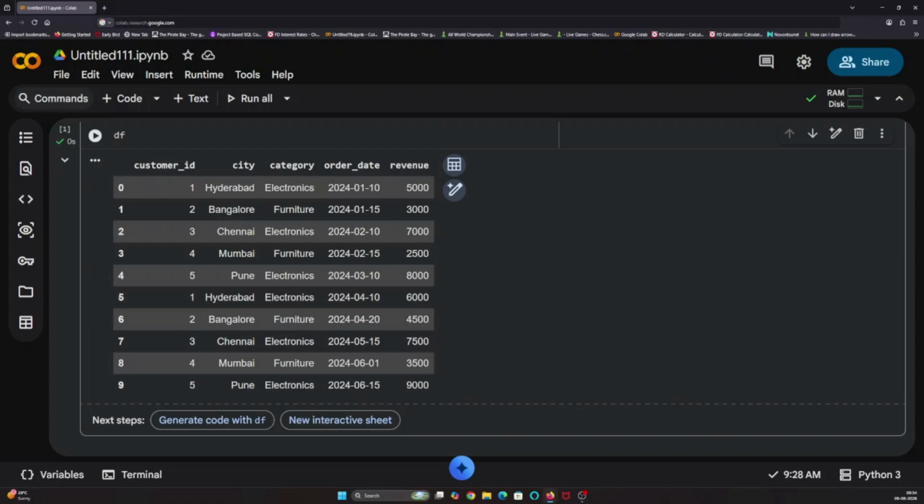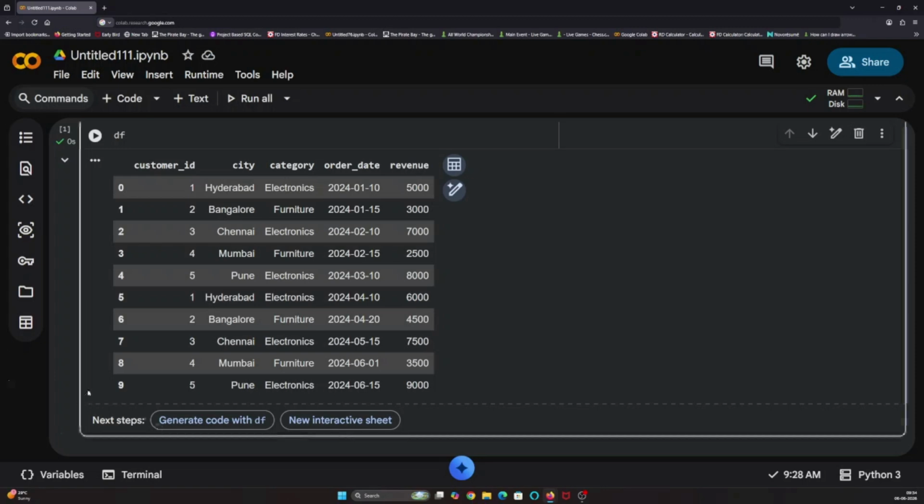Before solving anything, let's understand our data. We have a sales data set containing customer ID, city, product category, order date, and revenue. Think of this as data coming from an e-commerce company. Every row represents a purchase made by a customer. Our goal is not to write fancy Python. Our goal is to help management make better business decisions. Let's start with our first problem.